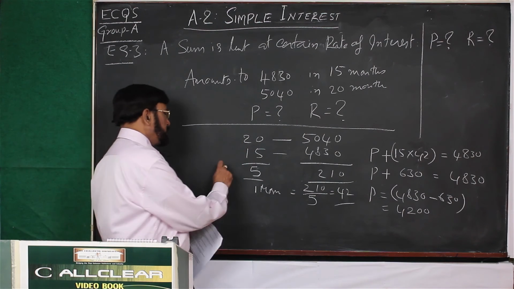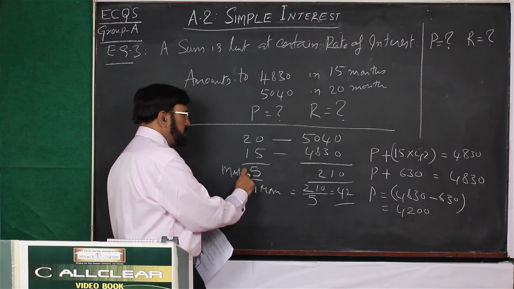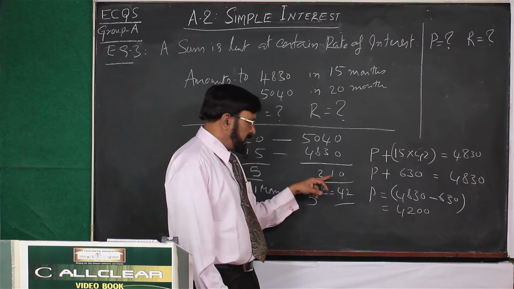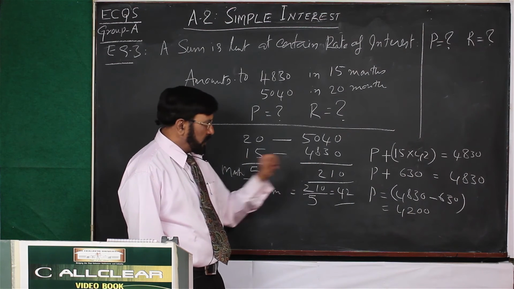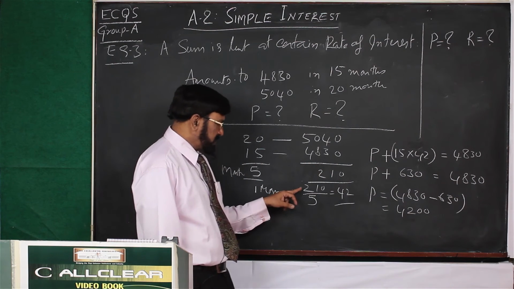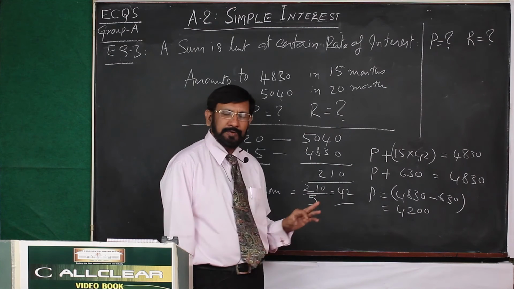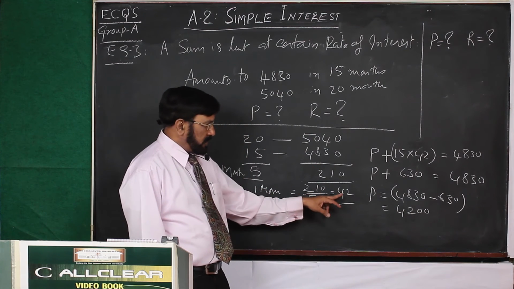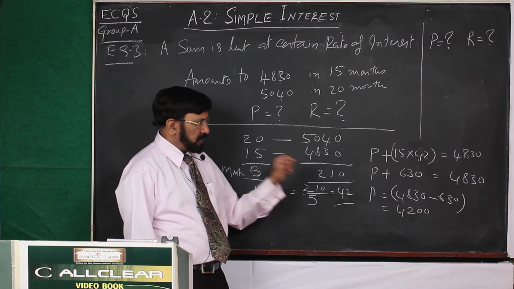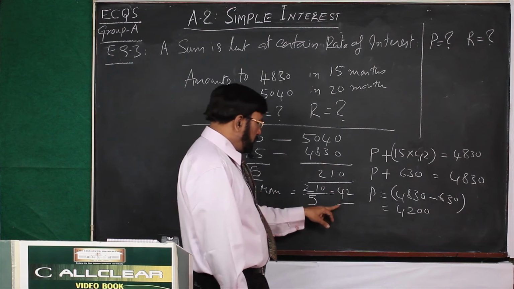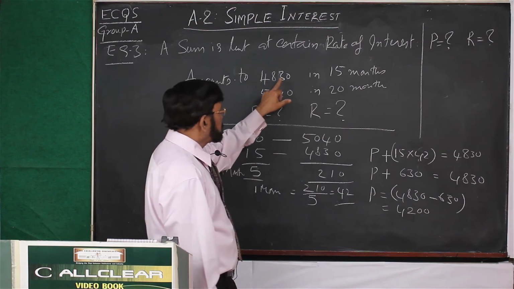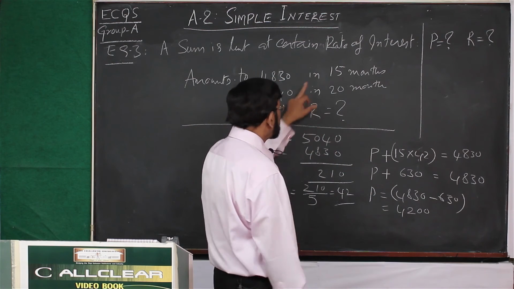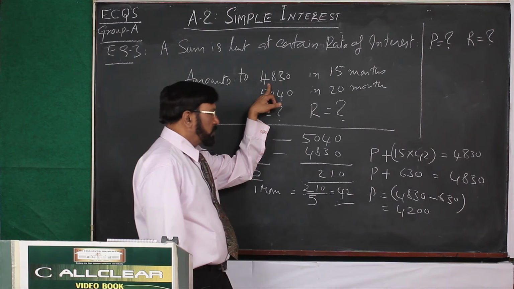This is 5 months, and the interest accrued is 210. For 1 month, interest is 210 by 5, 42. For 1 month, the interest accrued is 42. So, now let us take this clue and substitute into this. Now, this is how you got this amount.